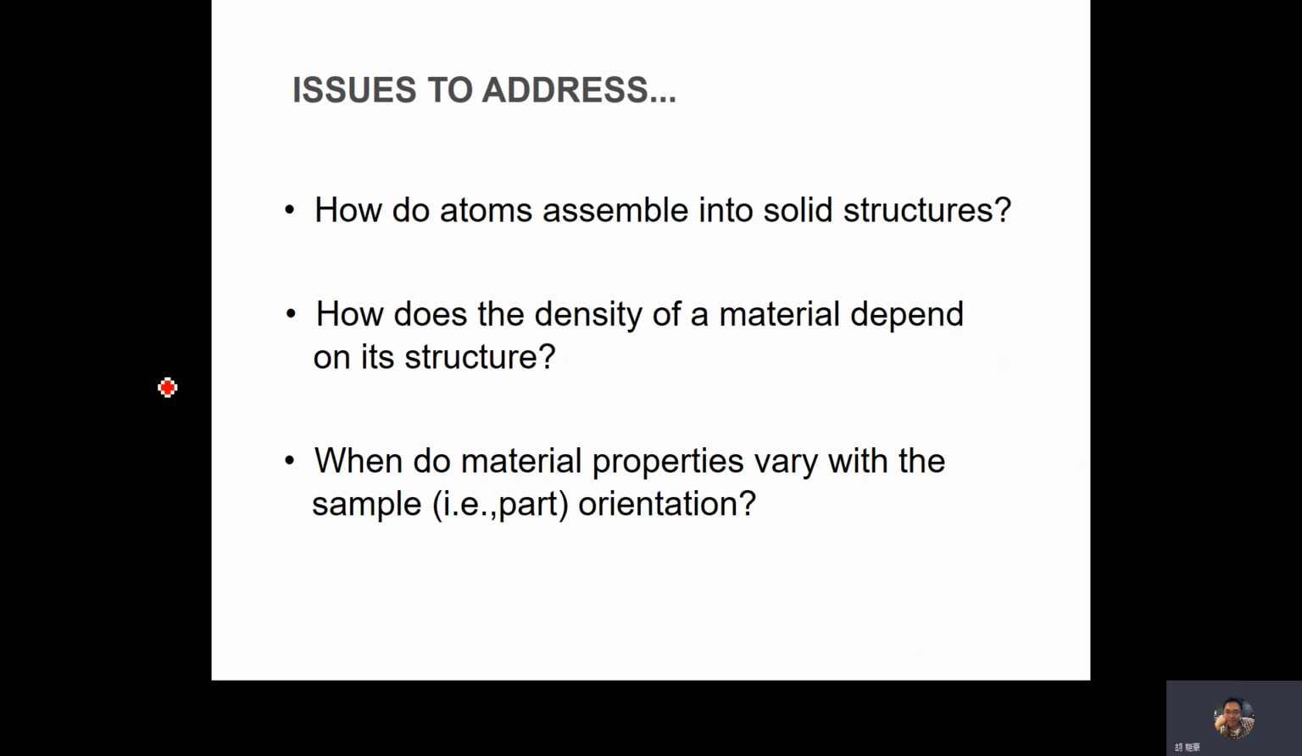And how do material properties vary with sample orientation? That's isotropic or anisotropic. That is, whether the material properties depend on its crystalline orientation.